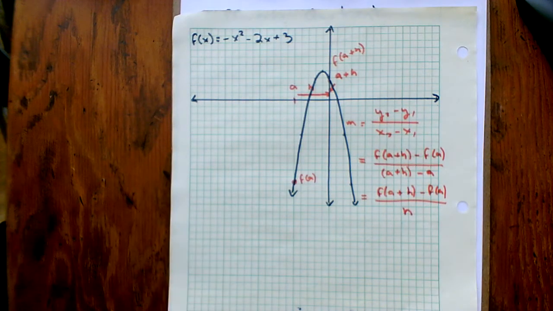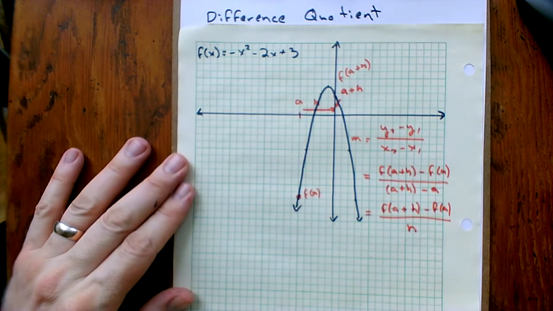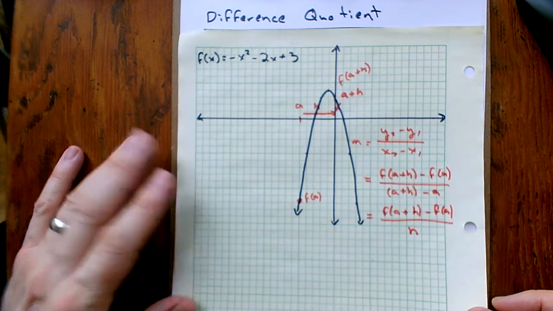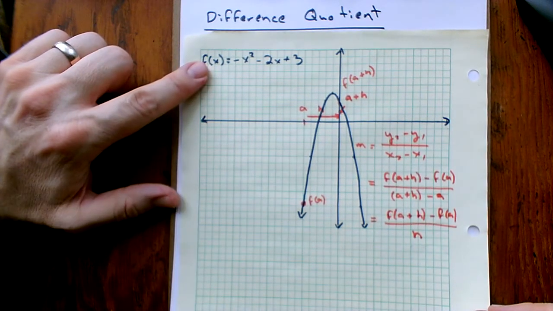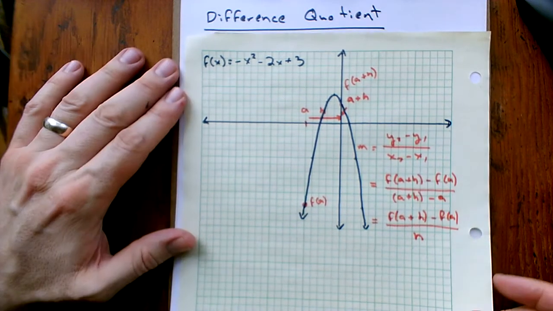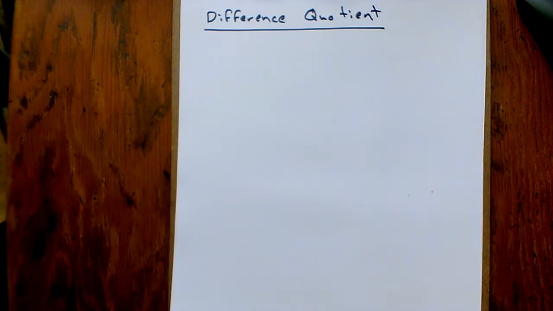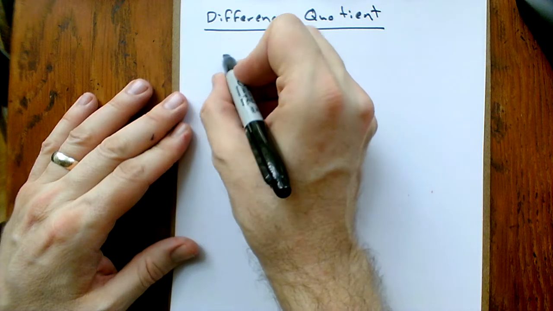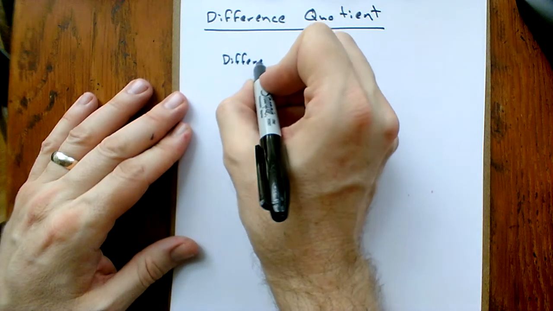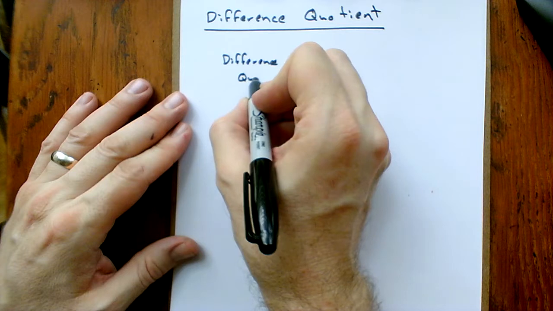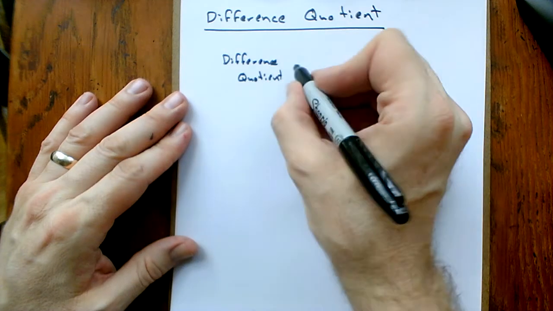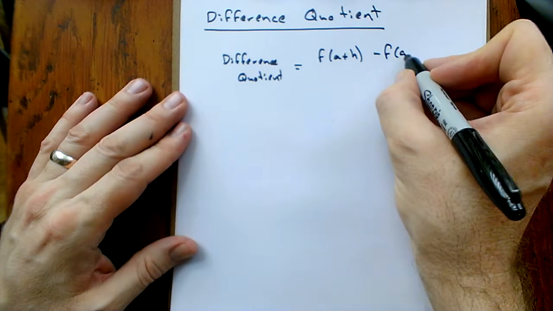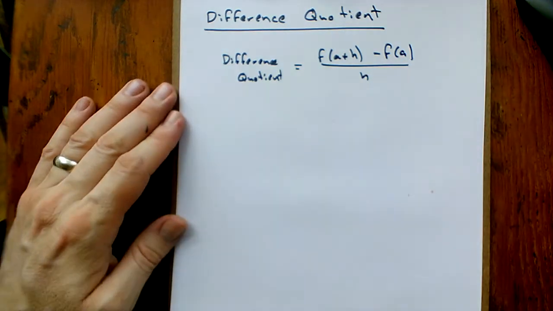And this formula is what we call our difference quotient. I'll switch over here to our other page, and I'm going to show you how we can do that for this particular function. So we have a difference quotient, and our formula for that is f of a plus h minus f of a over h.